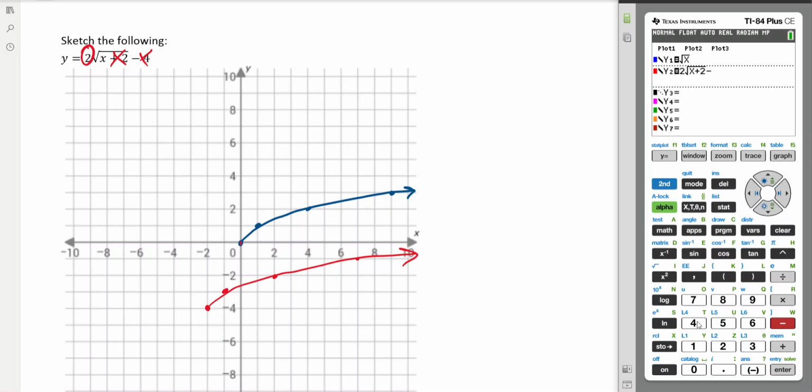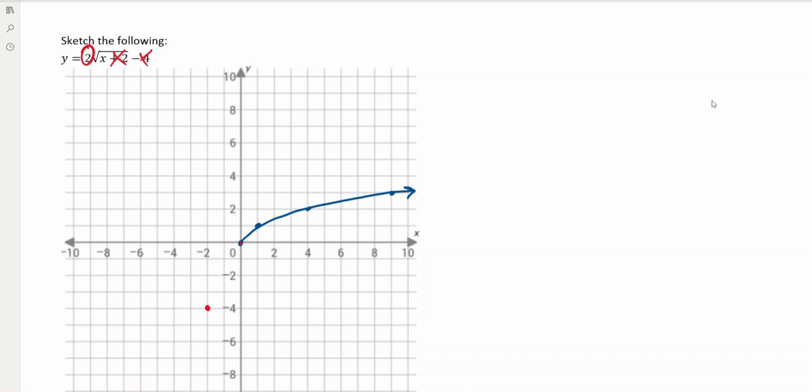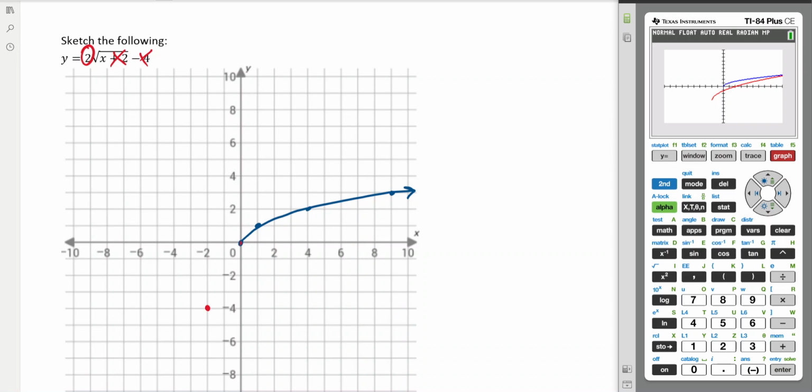There you go, minus 4. Okay, and so if we graph it, you'll notice that it looks like it has stretched, but if you look at this origin point, it actually hasn't moved. So that's not going to move at all, but every other point will have moved. So the stretch actually kind of happens first, I guess.